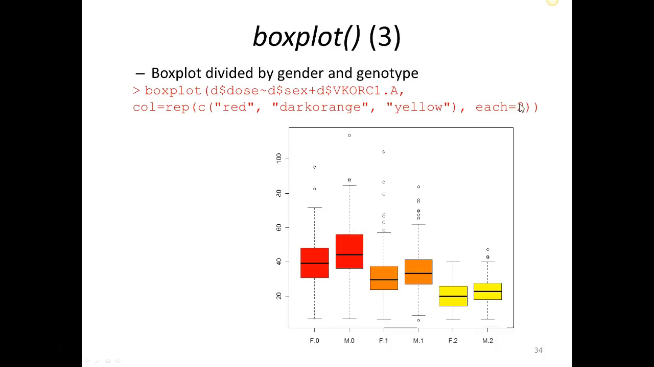And we want to replicate each of these 2 times. So we get red, red, dark orange, dark orange, yellow, yellow. So here we have the females with 0 mutations, males with 0, and so on.